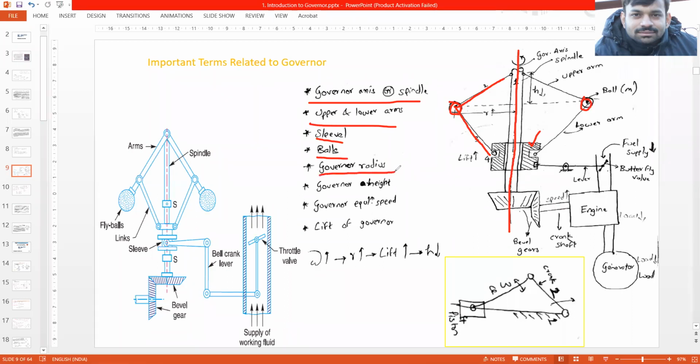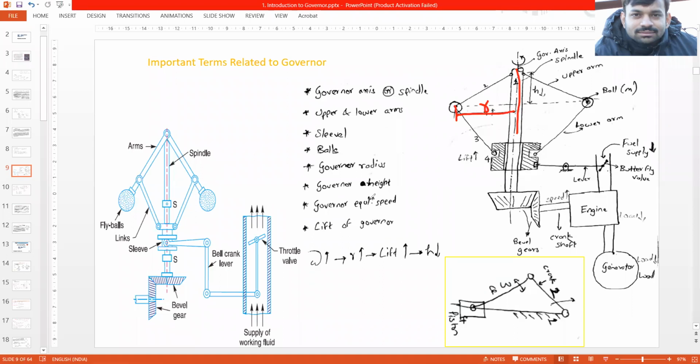Then there is the governor radius. Now what is the governor radius? As you can see over here, the distance from the center of the fly ball to the spindle axis is called the radius of the governor. Again, the distance from the central axis of the spindle to the fly balls is called the radius.